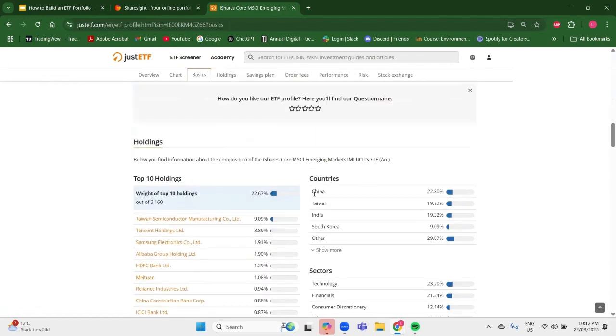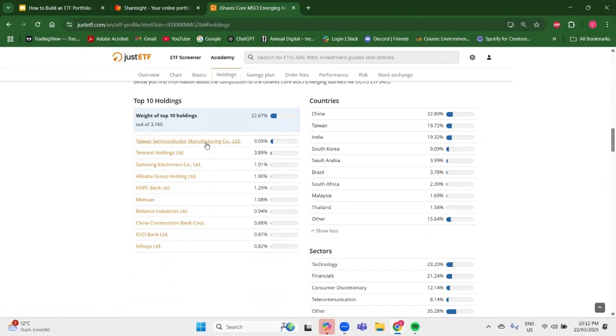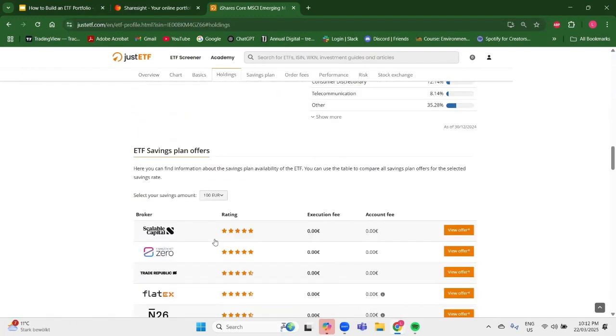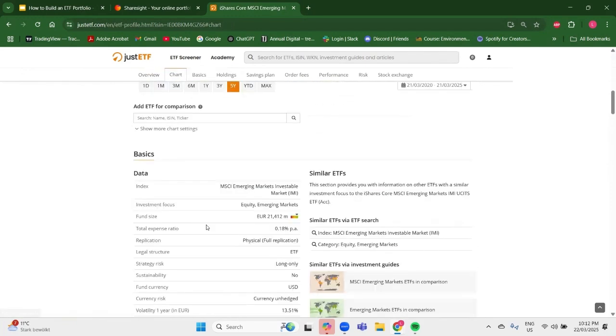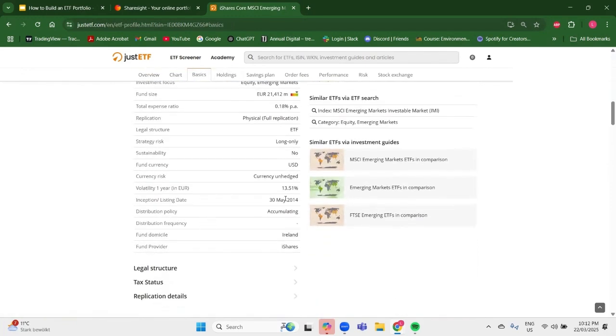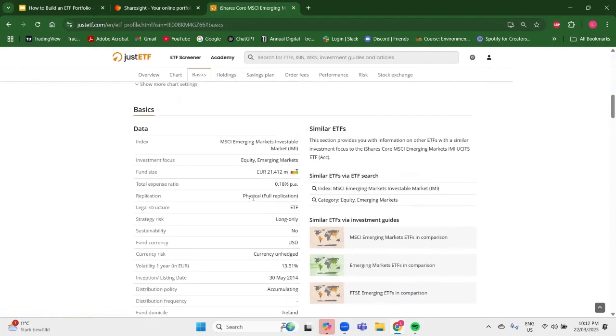If we look at the countries, it's China, it's Taiwan, it's India, it's South Korea, it is Saudi Arabia, Brazil, South Africa. You see, it's other companies, Taiwan Semiconductor, so it's a lot of manufacturing, Samsung phones, Alibaba is Chinese Amazon, kind of like delivery for sourcing stuff, delivering stuff, really big company, Meituan, big companies, big Asian companies doing really well. Solid ETF, good returns, accumulating, physical replication.